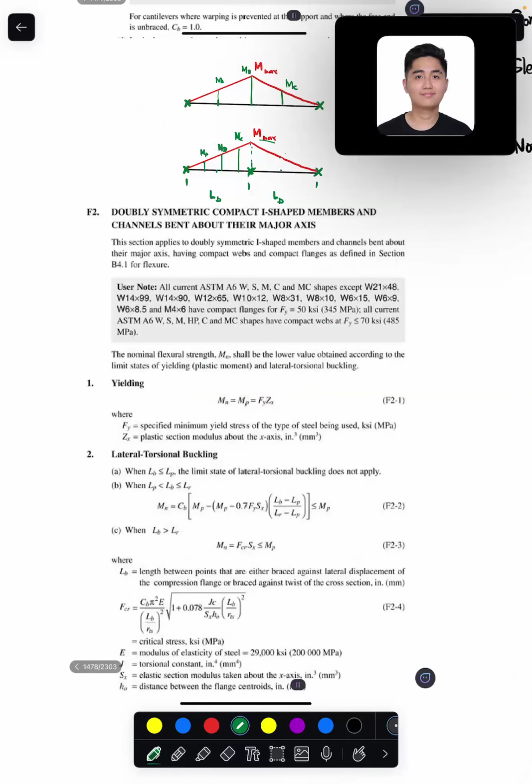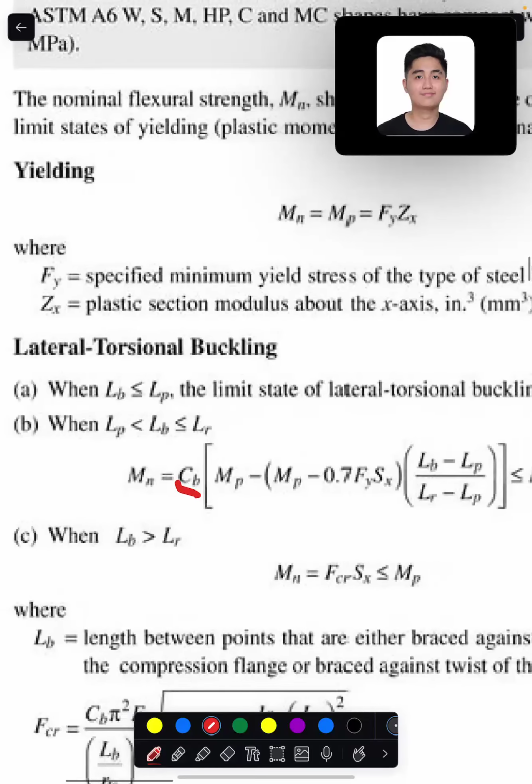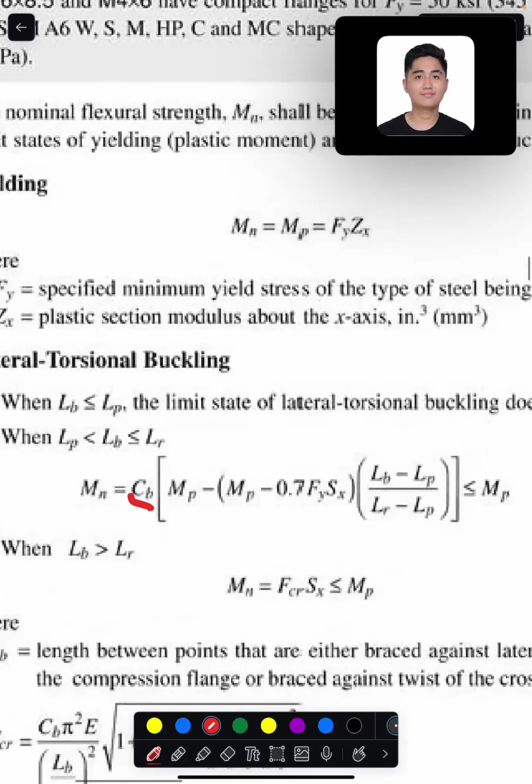So, kung kino-consider natin yung lateral torsional buckling, similar halos siya kay flange local buckling. The only difference, kung mapapansin mo, is yung presence nitong C sub B as your multiplier dito. So, you're interpolating between MP saka MR. Ganun lang yung nangyayari dito. Tapos, ang ginagamit pang interpolate is yung unbraced length. So, unlike nung last time na yung width to thickness ratio ng flange, meron kang unbraced length dyan.